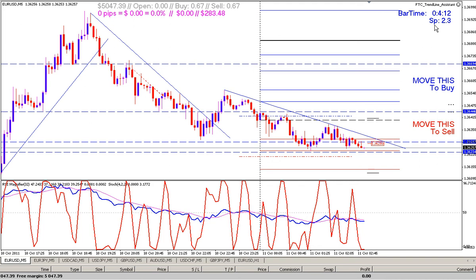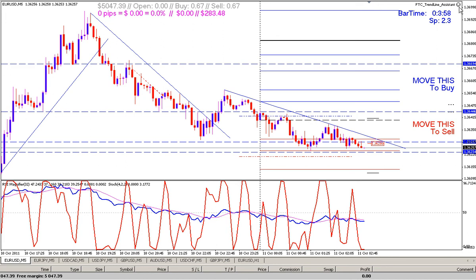Other things are a spread indicator that will soon be on the site, and a bar time indicator. This is the time left in the bar, and that's a very common type of indicator, but I like this one better.